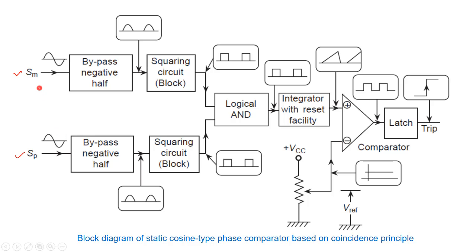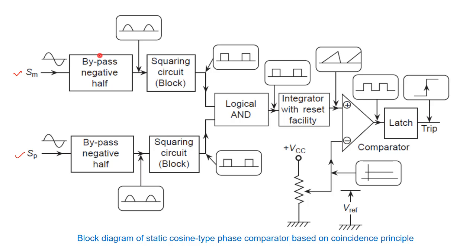Now, because we are finding the coincidence period in the positive cycle, we do not require the negative cycle to be processed. So in the beginning, let us remove the negative cycle. In order to remove the negative cycle, we need a rectifier circuit.